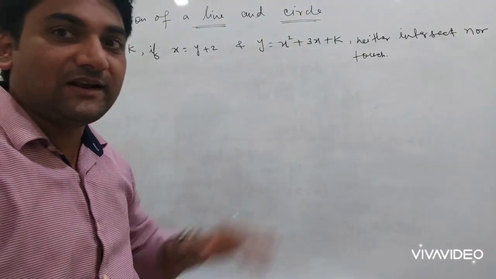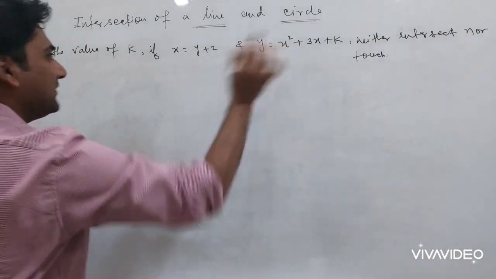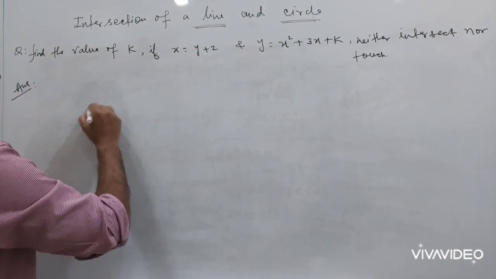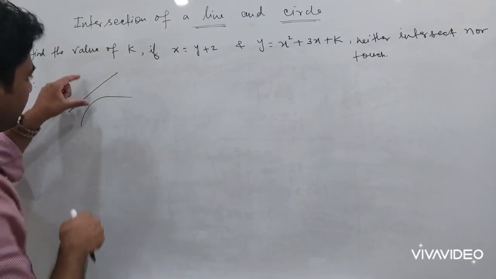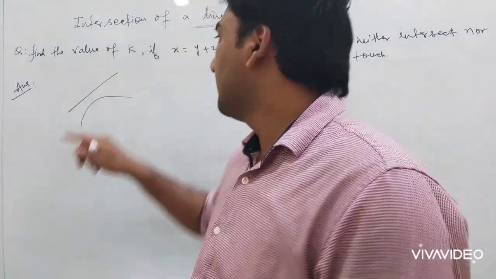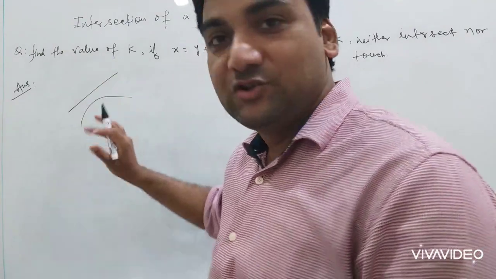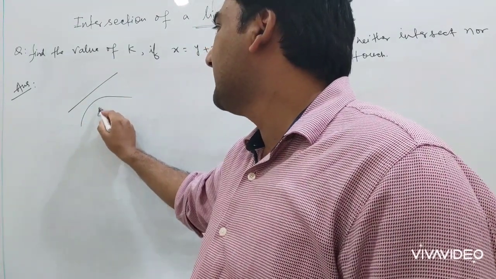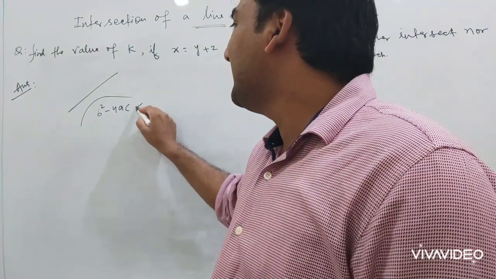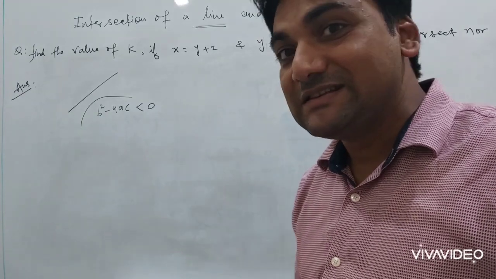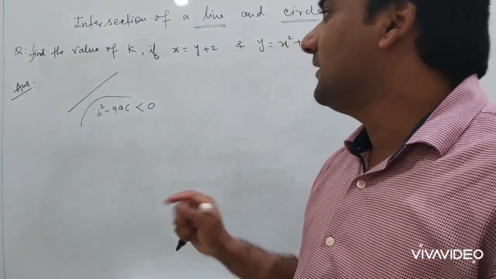Okay, so first of all, let's break the question. This would be any curve, I don't know which curve this is. For example, this is a curve and this would be a line. So this kind of figure you can imagine, because the line and the curve won't intersect or touch. And for this, you know what should be the case. b square minus 4ac, any idea? Less than 0. b square minus 4ac is less than 0. Then only you will have this kind of condition.